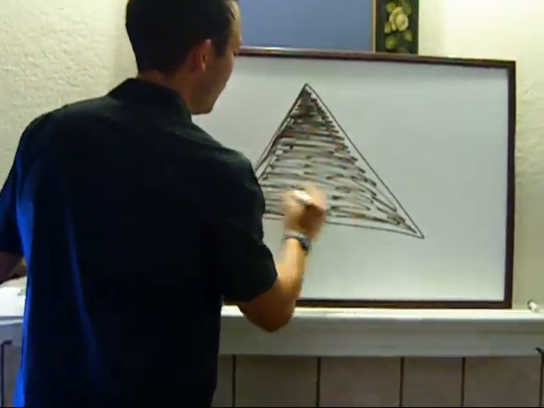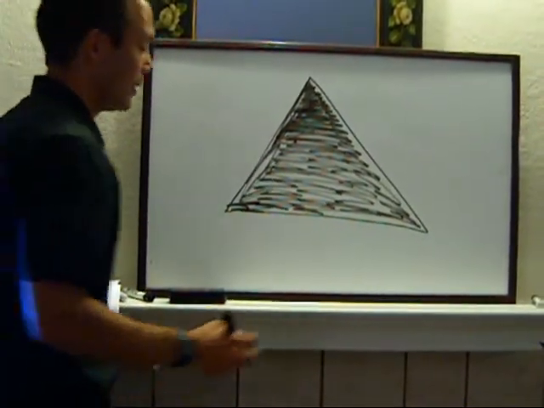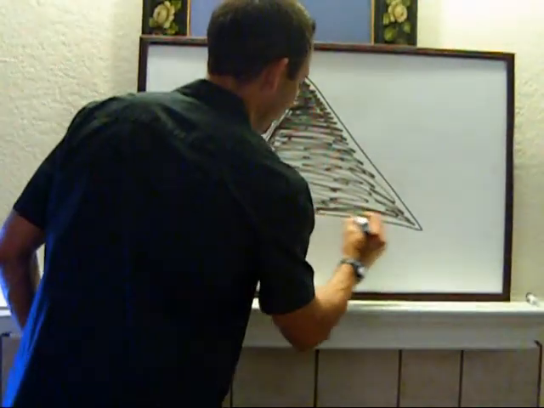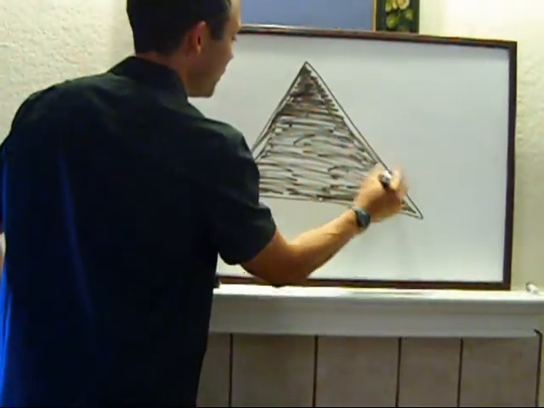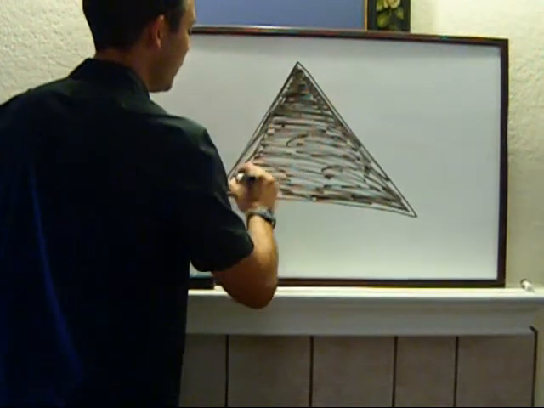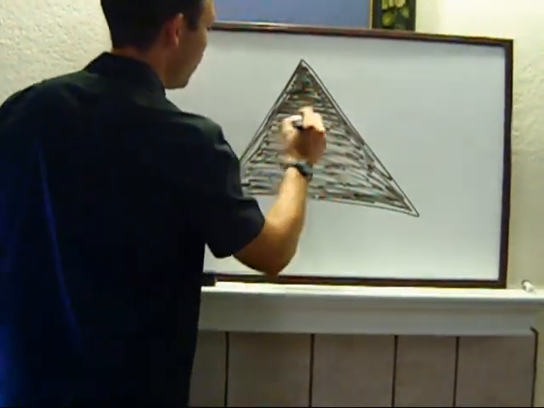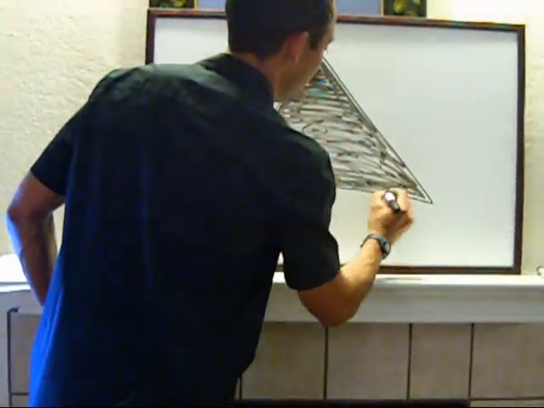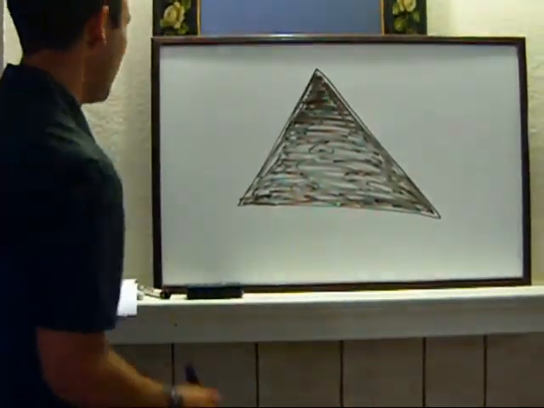Okay. This would be a lot easier if it were done in a computer graphic, but we're kind of doing it old school today on this lecture. So here we go. Okay, you get the idea. We're filling in the inside of the triangle. Okay, there we go.